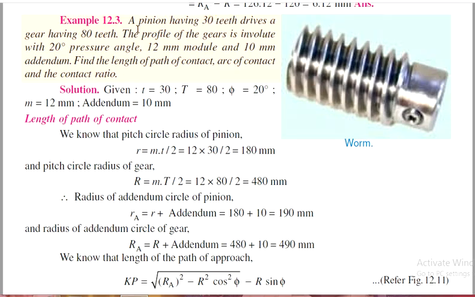This is one more example. The pinion having 30 teeth drives a gear having 80 teeth, and the profile of the gears is involute with 20 degrees pressure angle. 12 is the module and 10 is the addendum. Find the length of path of contact and arc of contact. In the previous problem we found the addendum from path of contact and arc of contact. From here, using the addendum, we find the path of contact and arc of contact.